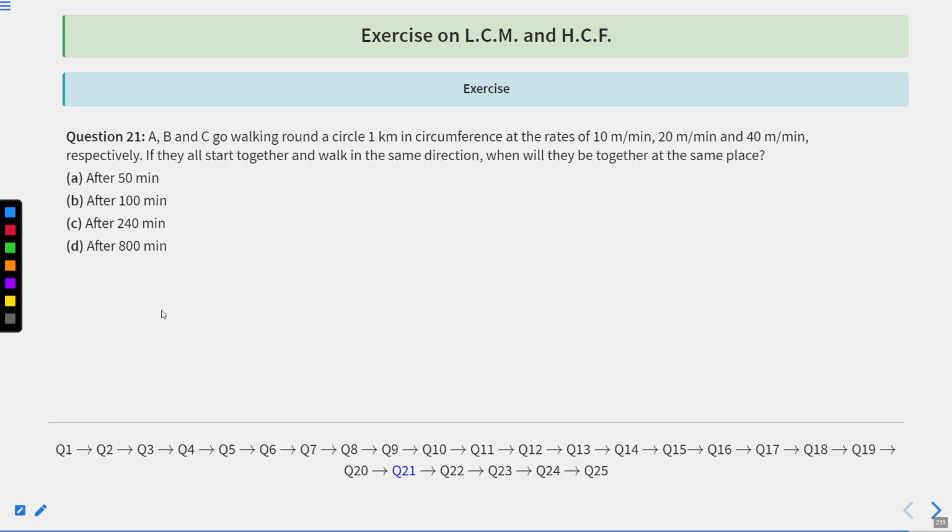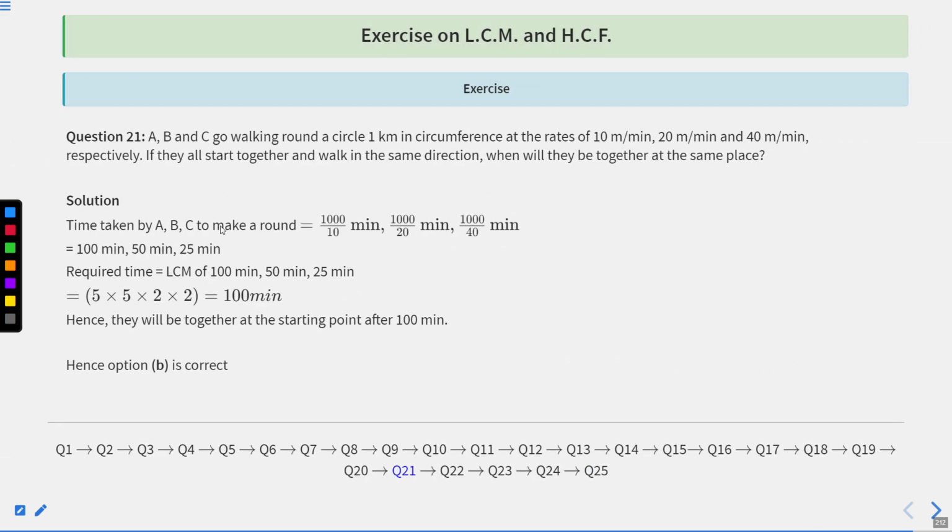Question number 21. A, B and C go walking around a circle 1 kilometer in circumference at the rate of 10 meters per minute, 20 meters per minute, and 40 meters per minute, respectively. If they all start together and walk in the same direction, when will they be together at the same place?